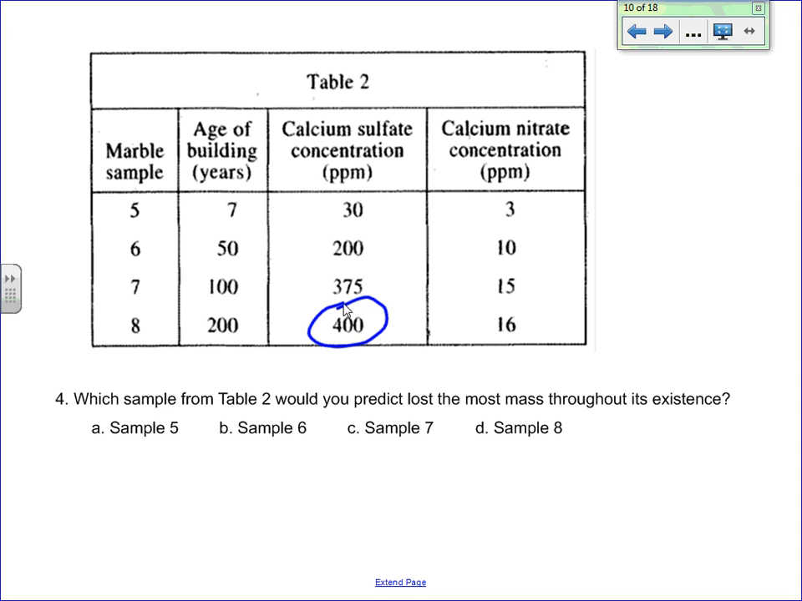I like the math. That's actually right in this case, but it could throw you astray though. Calcium sulfate, is that a good thing or a bad thing? Calcium sulfate is a bad thing. The more calcium sulfate there is, the more calcium carbonate, the stuff you want, you lost.